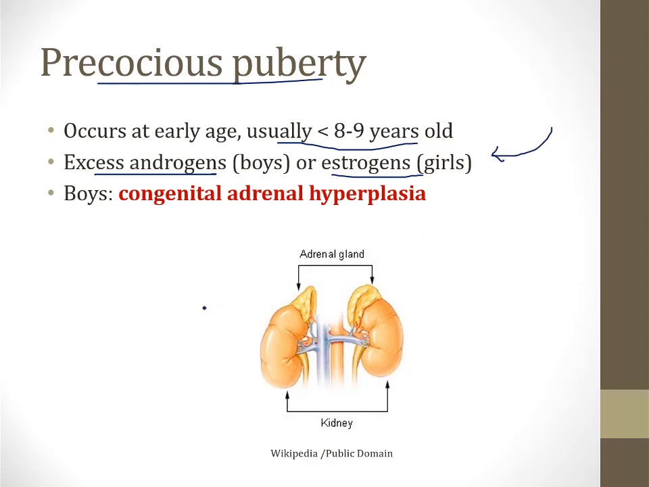In boys, one of the classic pathological causes in terms of board questions is congenital adrenal hyperplasia. I talk about this in more detail in videos in the endocrinology section, but children who have one of the most common forms of congenital adrenal hyperplasia synthesize excess androgens, and if that occurs in a boy, that boy will start puberty at a very early age.